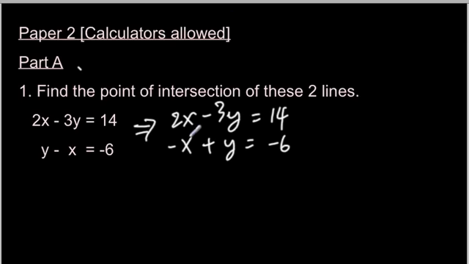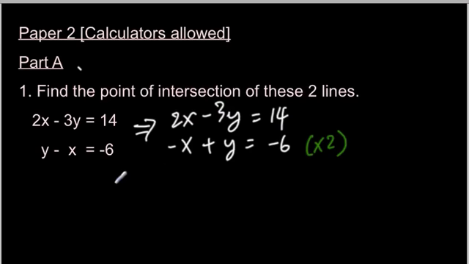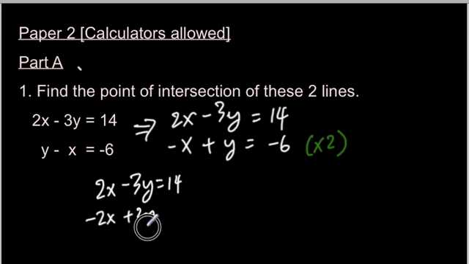So the next thing we need to do is make sure that the x's have the same number but different signs. So in order to do that, let's say I want to eliminate x, I'm going to multiply the second one by 2. Because I want to make sure that this is 2x and this is negative 2x. So now my set of equations becomes 2x minus 3y is equal to 14. I haven't touched the first one. But the second one becomes negative 2x because x times 2 is negative 2. y times 2 is positive 2y. And 6 times negative 2 is negative 12. Right? So I line them up.